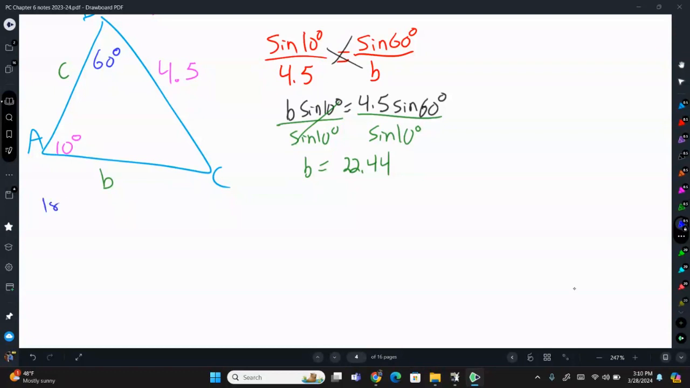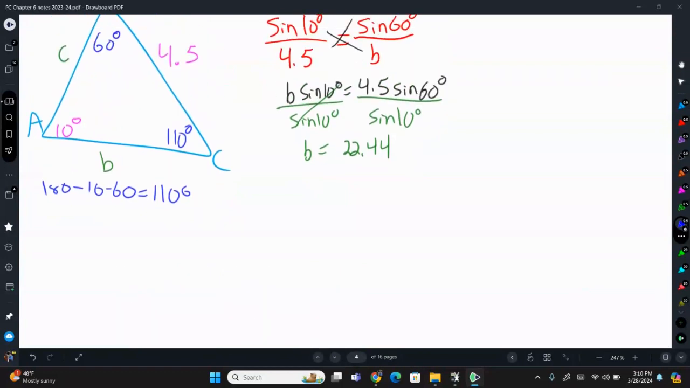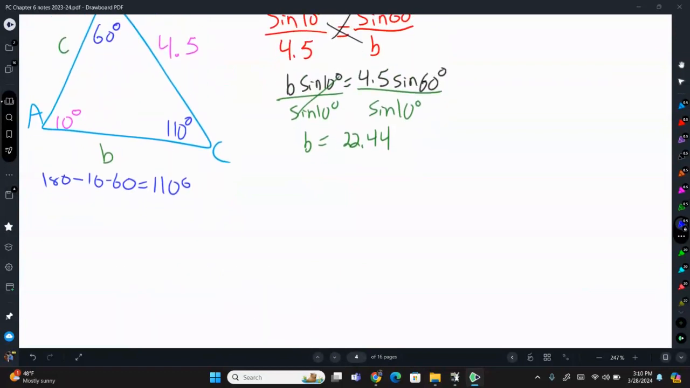So now angle C, we know that all the angles in a triangle have to add to 180 degrees. So 180 minus 10 minus 60 equals 110 degrees. So that's equal to 110 degrees. Now we're going to do the exact same process.